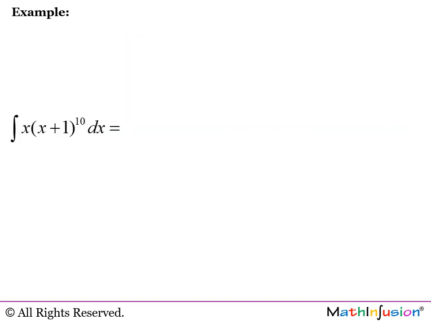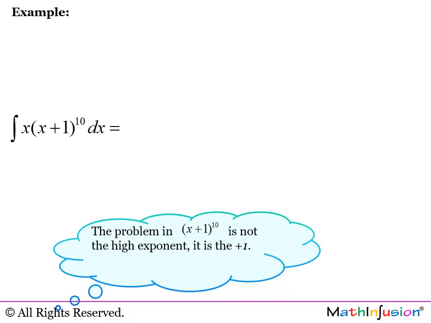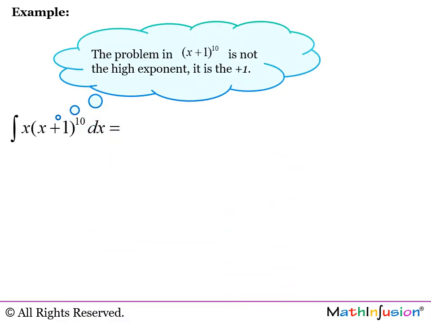Example, the integral of x times x plus 1 to the power of 10 dx. This is a really problematic one. I really don't feel like expanding x plus 1 to the 10. And I cannot really distribute anything here because it's to the power of 10. But also, if this integral was x to the power of 10 times x plus 1, then there's no problem. I can multiply out, not a biggie. So what is the real problem here? The problem is not the high exponent. The problem is the plus 1 in the x plus 1 to the 10.